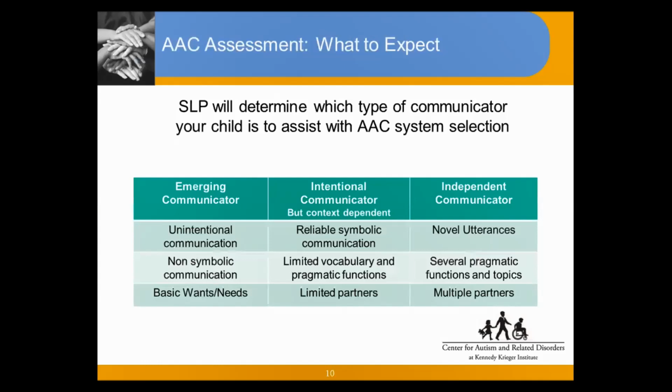And I said several pragmatic functions, but really we're looking at most functions of communication. Things like conversation and joint engagement, initiating social interaction, getting their wants and needs met effectively. Independent communicators can be using AAC, but they've really mastered the ability to use their systems. Or for kids who don't have AAC, they're able to do all of these things independently using verbal communication. And identifying where a child is in terms of their competence for communication is really important when we think about what types of AAC would be beneficial or what types they may respond well to.